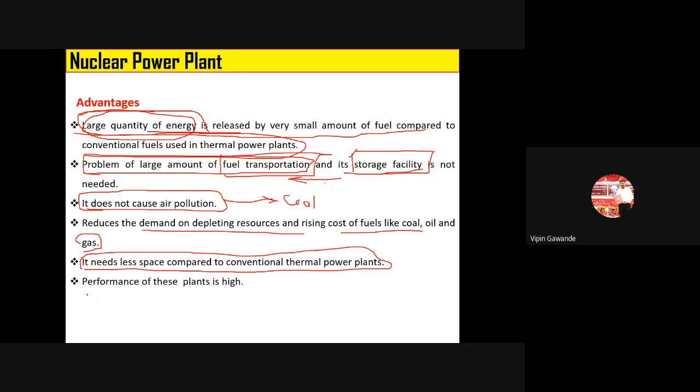Performance of this plant is very high. Okay, so this is very high for this nuclear power plant. Now, what are the disadvantages of this one?